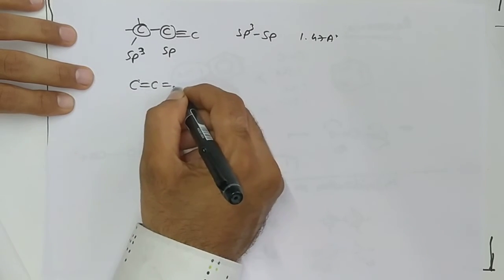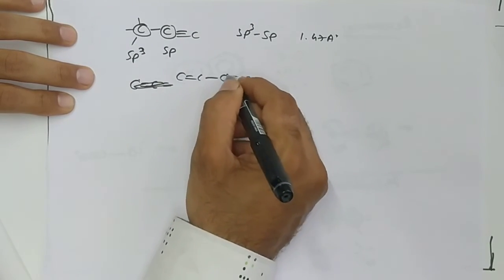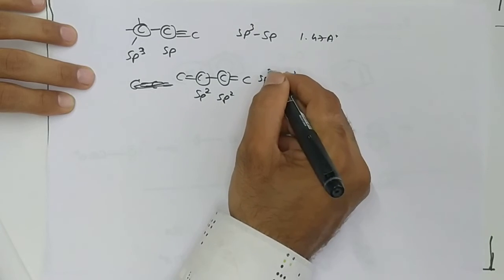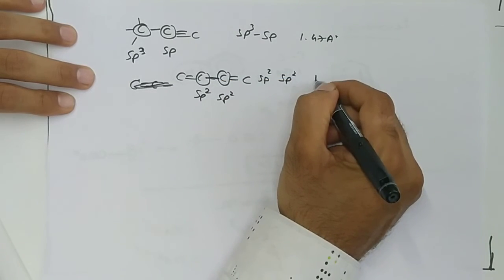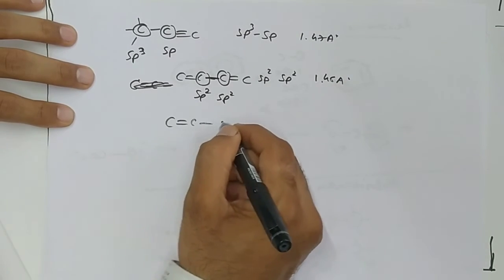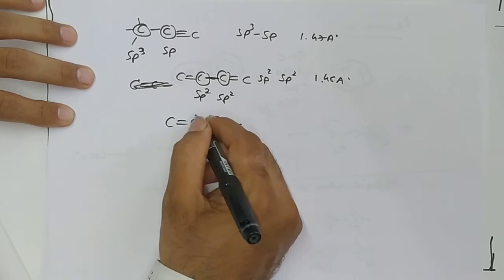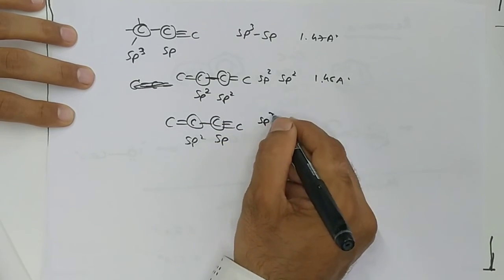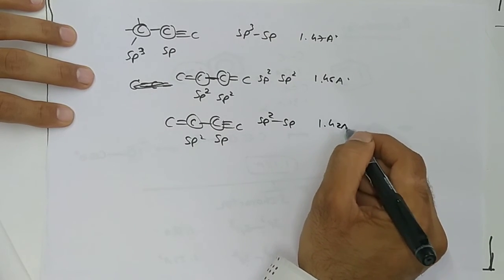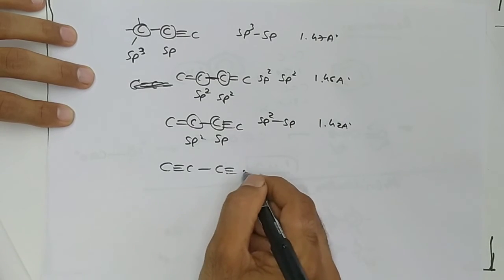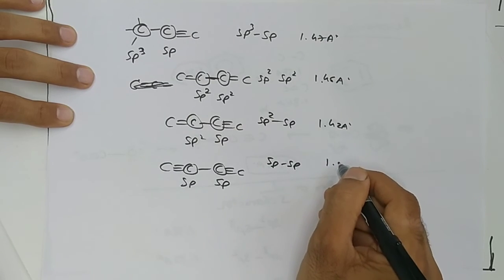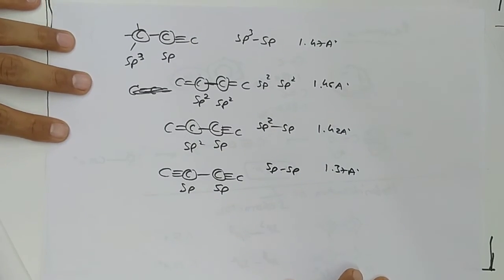Now single bond next to double bond, these two are both sp2 and sp2, and between them bond length will be 1.46 angstrom. Now here is a double bond, here is a triple bond, so this one is sp hybridized, this one sp2; sp2 combines with sp, which is 1.42. If both carbons are sp hybridized and combining with each other, bond length is only 1.37.